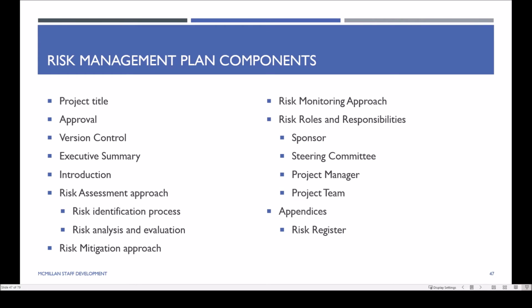the project title, the approval, version control. You'll have an executive summary, you'll have an introduction, which will basically just give the background information. You'll talk about your risk assessment framework, that is your approach, your mitigation approach, your monitoring approach. You'll talk about the key roles and responsibilities within that. And then you may have appendices. You may have it embedded within the plan or as appendices in the plan, and things like a risk register and your risk response plan.